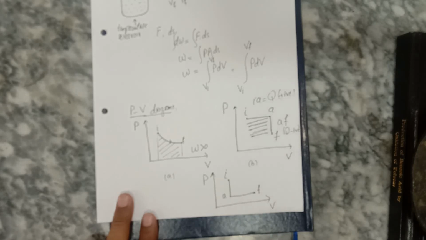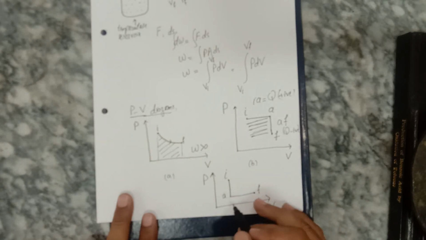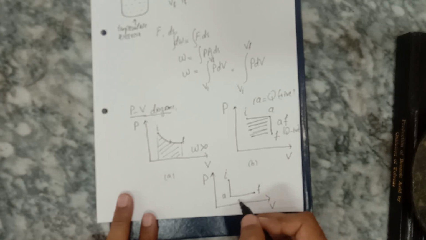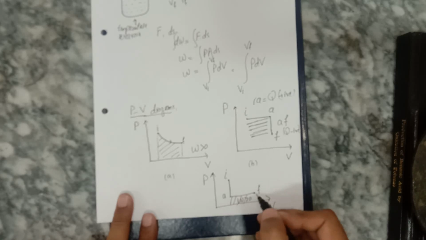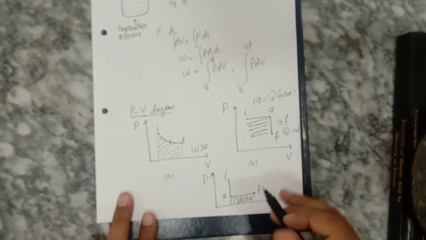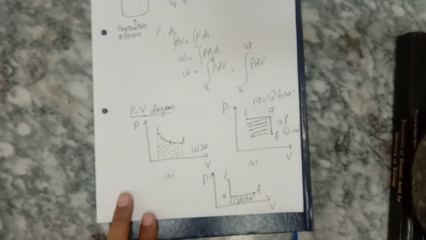In case of AF, you can see that there is a change in volume and volume is increasing, so the work done would be positive, and this area under the curve represents the work done. But this work done, however, is lesser than the work done that we have in case of figure B. So when the gas is expanding or the volume is increasing, it means the temperature is increasing, and you can say that heat is being added to the system.